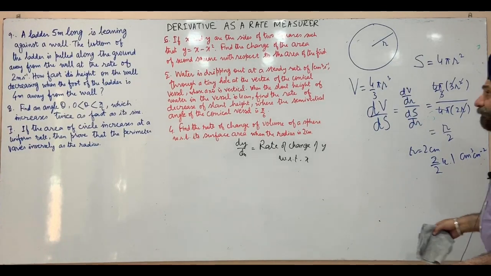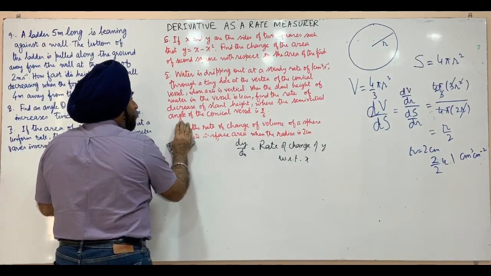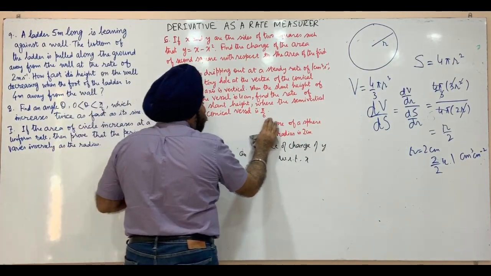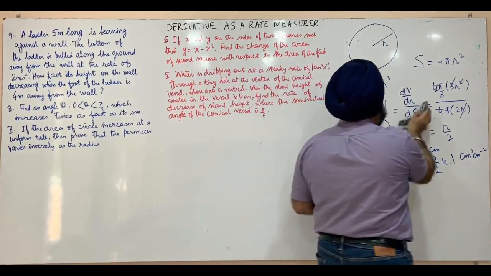The next one, we have a conical vessel with a given semi-vertical angle of pi by 6.